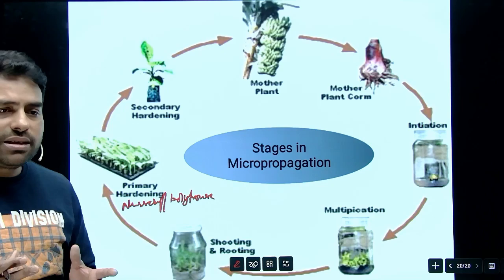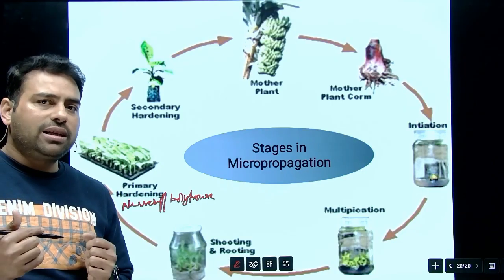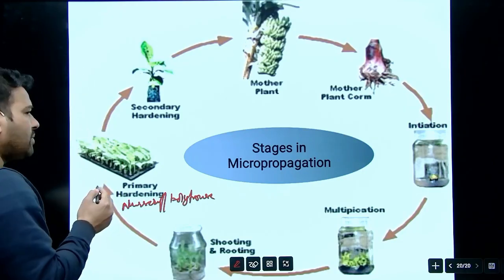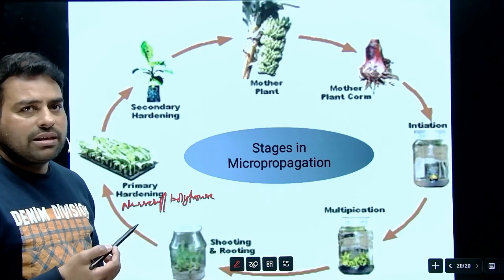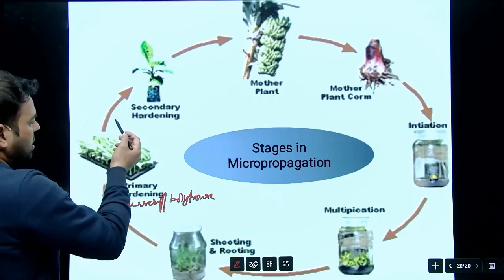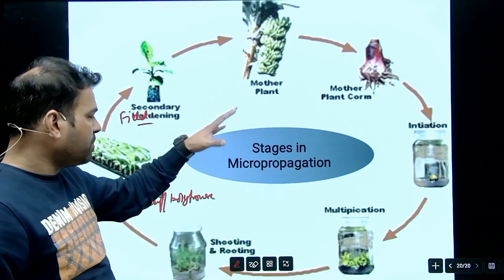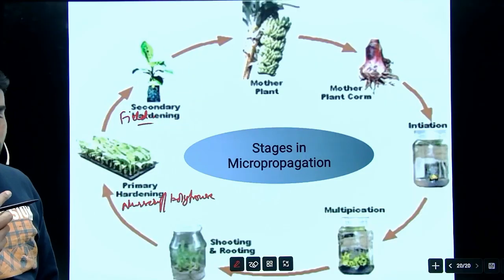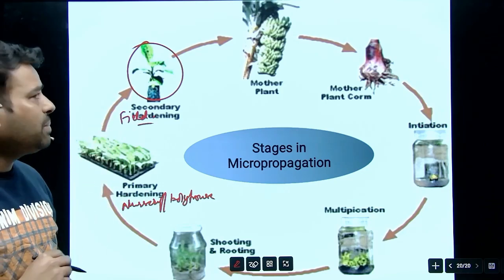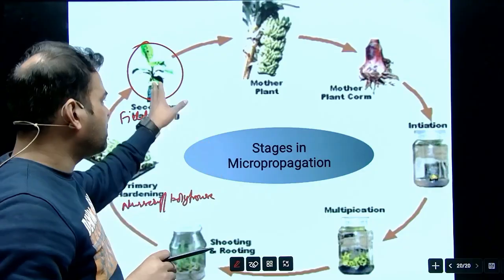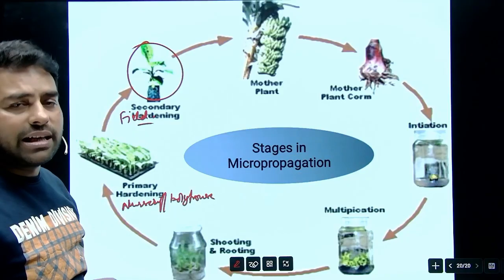where they will adapt to the environment and become strong enough to bear strong sunlight and low humidity. Then after 3 to 4 weeks, when we are assured that the plant will survive in the open, natural environment, we transfer them into the field. This is known as secondary hardening. This is a common protocol, and it is a rotational process. After secondary hardening, we can take this as a mother plant, take some explant from it, and continue the cycle again, producing more and more plants in a year.